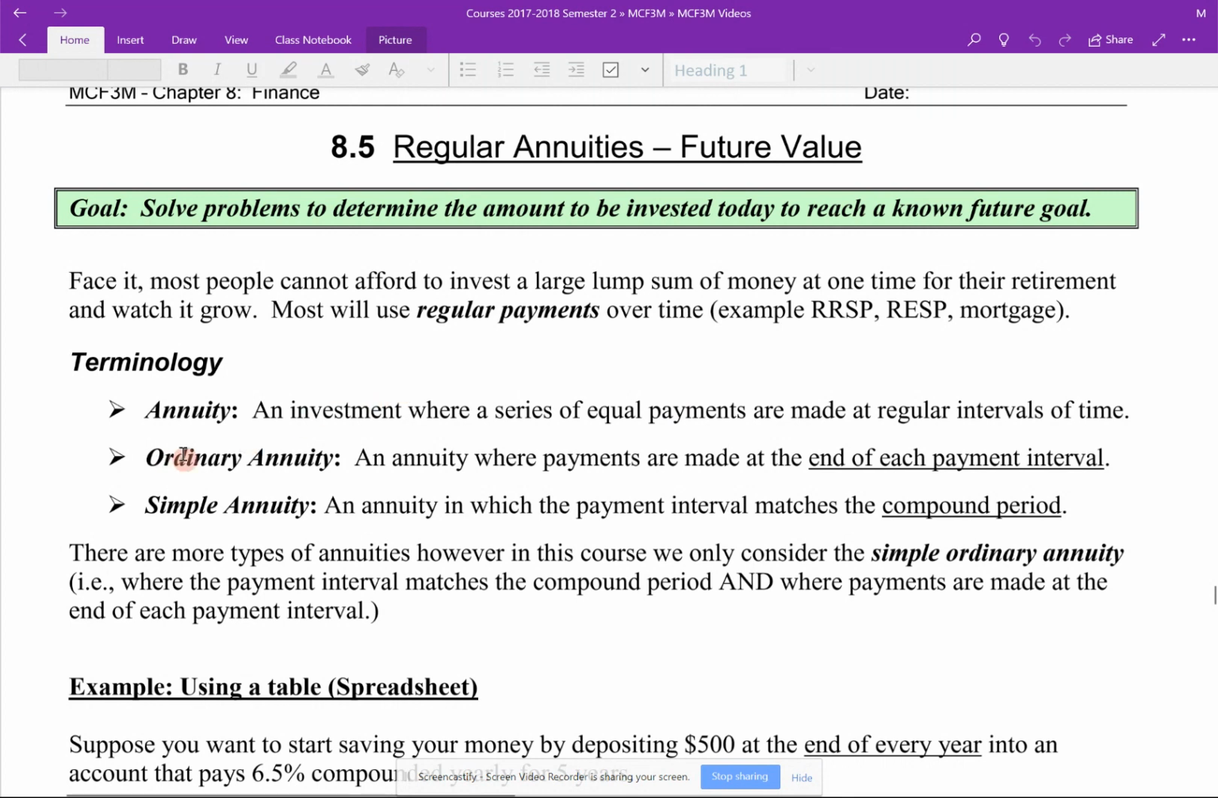Okay, an ordinary annuity is an annuity where payments are made at the end of each payment interval, and a simple annuity is an annuity in which payment intervals match the compound period. So there are different types of annuities. However, in this course, we're going to look at simple ordinary annuities. So this is where the payment interval matches the compound period. So if it's compounded monthly, then your payment period is every month. And we're also looking at annuities where the payments are made at the end of each payment interval.